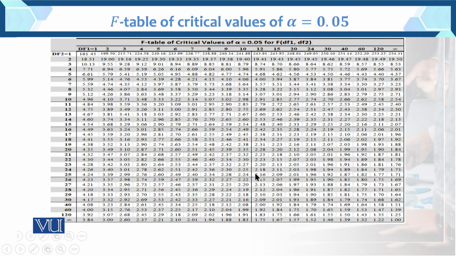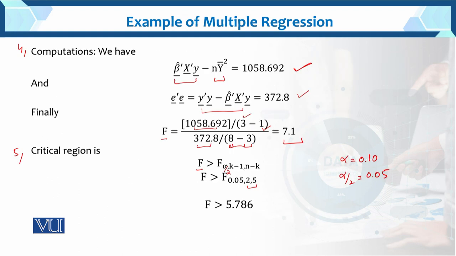Table pe hum check karte hain, 2 and 5 ka hai. Here is the degree of freedom 1, 2 and this is the 5, 5.79. This is the table value, 5.79. Now put the value of this 5.79. Hamare paas F ki table value aa gayi. So we have the calculated value is 7.1, which is greater than the table value 5.786. So what is the conclusion regarding this?